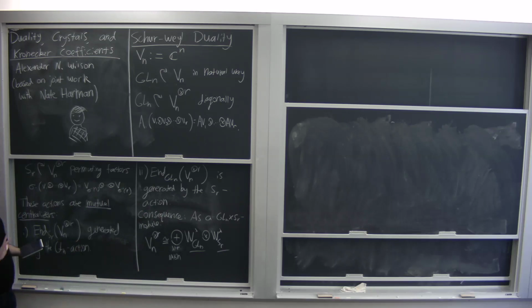Okay, so this is the idea of Schur-Weyl duality, and this is the kind of duality I want to talk about. When we have these nice things that mutually centralize each other, we can draw a lot of information about the representation theory of one from the representation theory of the other. Yes?